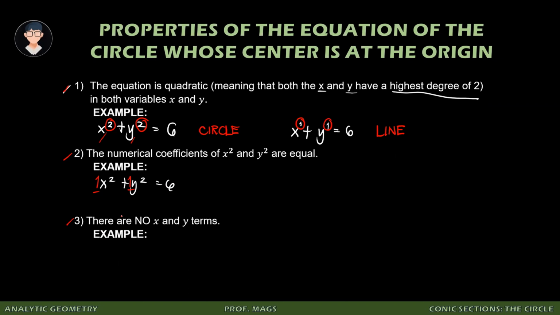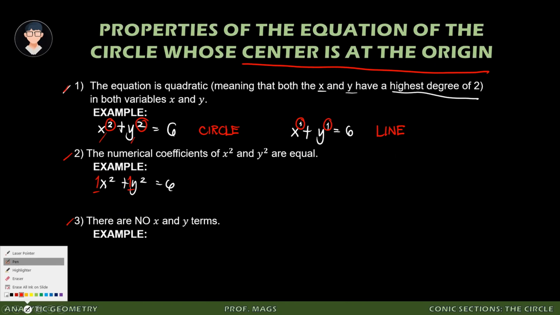Number 3 naman, there are no x and y terms. So makikita mo dito, wala naman tayong x and y terms. Take note, ang pinag-uusapan natin dito, these are the properties of the equation of the circle whose center is at the origin. Iba naman ang properties pag ang center natin ay sa h and k. Yung center natin is at h and k. Okay? May x and y terms na siya. Unlike dito sa equation ng circle which is at the origin, there are no x and y terms.